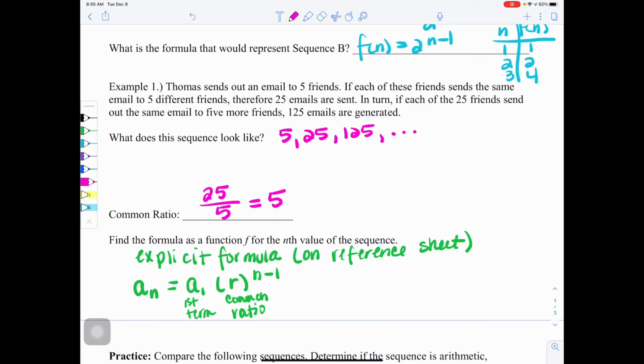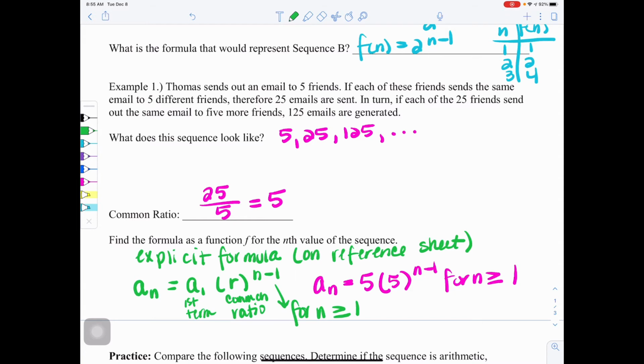So if I was going to write it for this particular example with the emails, I've had a sub n equals, my first term is a 5. My common ratio is a 5. And then I would have n minus 1 for n is greater than or equal to 1. And we can add that over here as well. For n is greater than or equal to 1.